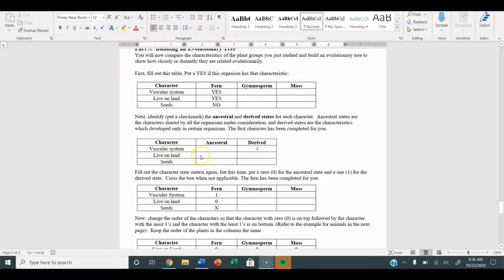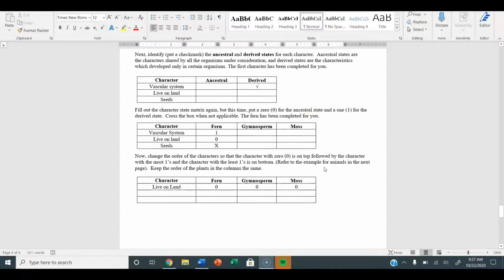Well, we were talking about land plants. So in the case of our ancestral state, land plants is our ancestral state. So we're going to check ancestral state for land plants, whereas both vascular system and seeds were the things that different groups acquired through evolution. So they were derived. So you're going to check derived for vascular system and seeds.